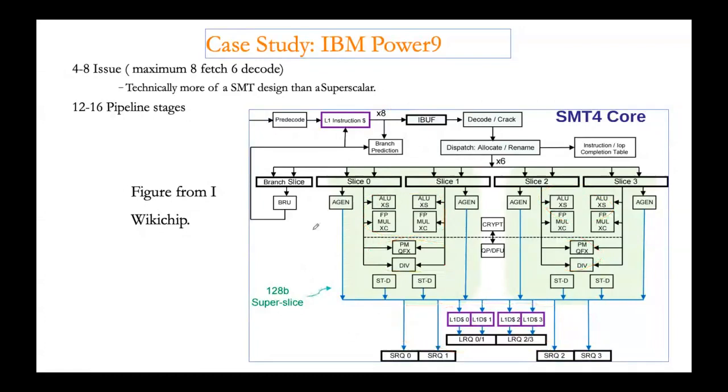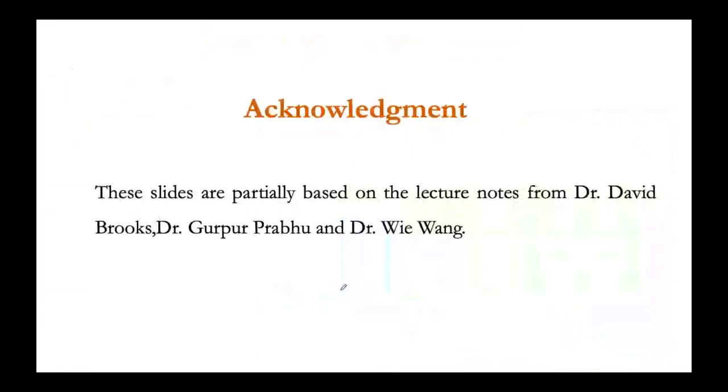And this IBM Power 9 is technically more of an SMT design than a superscalar. It uses 12 to 16 pipeline stages. That means if you issue a maximum of 8 instructions, it uses 16 pipeline stages. If it is less than that, it may use a minimum of 12 pipeline stages to execute the given instructions. So with this, I would like to stop the session.